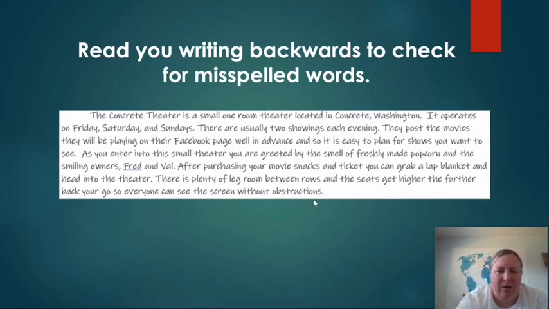So as I read it backward, I would start with obstructions, without, screen, the, see, can, anyone, so, go, and that's how we're going to do it. So in this one, I might circle the word obstructions because that's just not a word I use very often, and I might want to check and make sure it's spelled right.